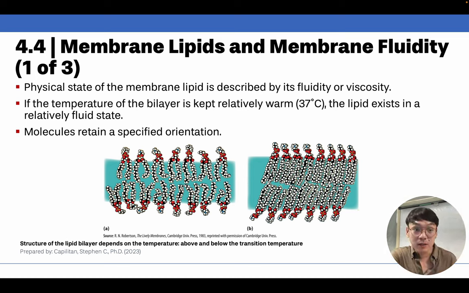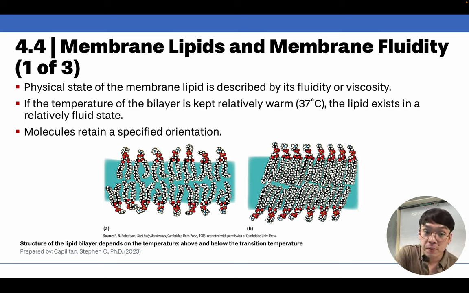It depends on temperature. So there are two phospholipids shown in this photo, the phosphatidylcholine and the phosphatidylethanolamine. Above the transition temperature, the lipid molecules and their hydrophobic tails are free to move in any direction, as shown in letter A. Even though they retain a considerable degree of order, they remain alongside each other.